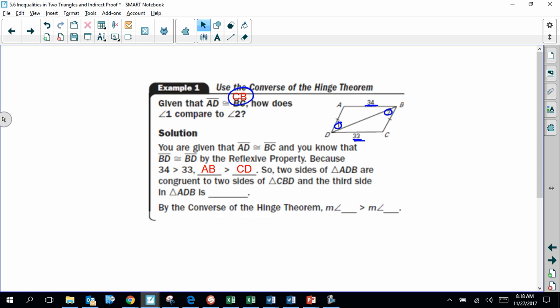Because segment AB is larger than segment CD, we have to conclude that, sorry, not angle A, but angle 1 has to be larger than angle 2. And that's really all we're looking at here when we're talking about the converse of the Hinge theorem.